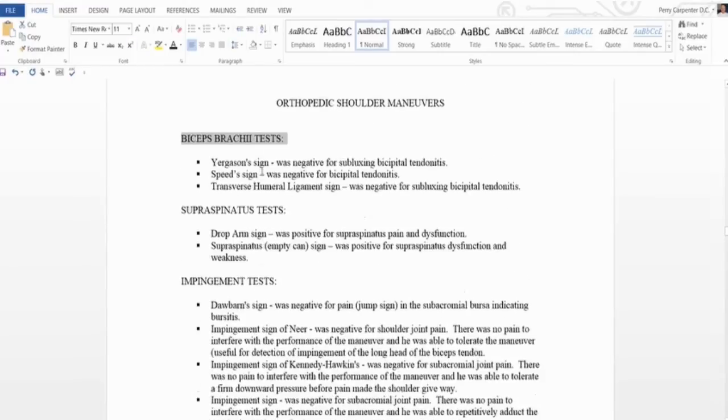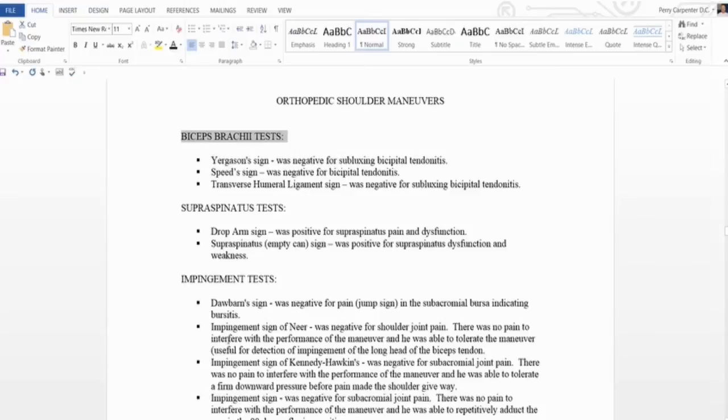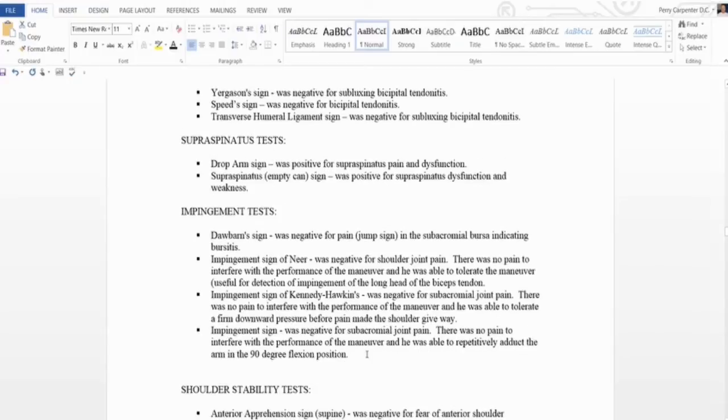And notice how thorough and descriptive this testing description is. So for example, with regards to, let's say, an impingement sign of Neer, you would say that the impingement sign of Neer was negative for shoulder joint pain. There was no pain to interfere with the performance of the maneuver, and he was able to tolerate the maneuver. With Kennedy-Hawkins sign, you would say it's negative for subacromial joint pain. There was no pain to interfere with the performance of the maneuver, and he was able to tolerate a firm downward pressure before pain made the shoulder give way.